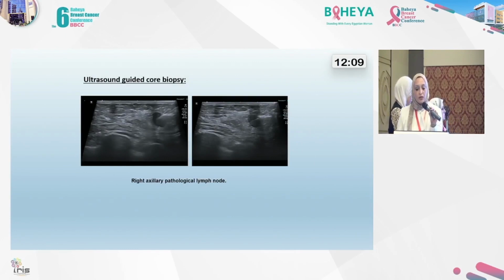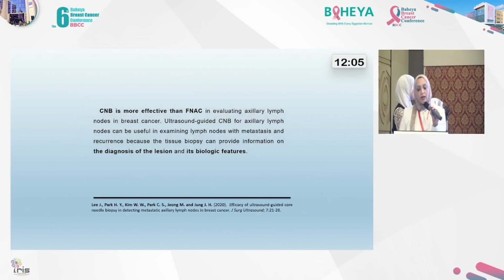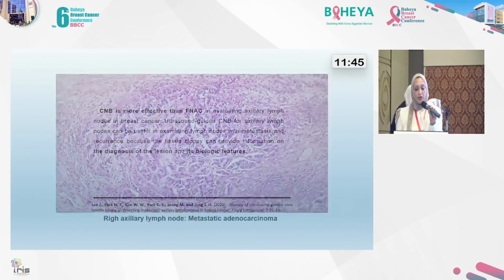Ultrasound-guided core biopsy was taken from the right axillary pathological lymph node. Core needle biopsy is more effective than fine needle aspiration cytology in evaluating the axillary lymph nodes in breast cancer. Ultrasound-guided core needle biopsy for axillary lymph nodes can be useful in examining lymph nodes with metastasis and recurrence, because the tissue biopsy can provide information on the diagnosis of the lesion and its pathologic features.